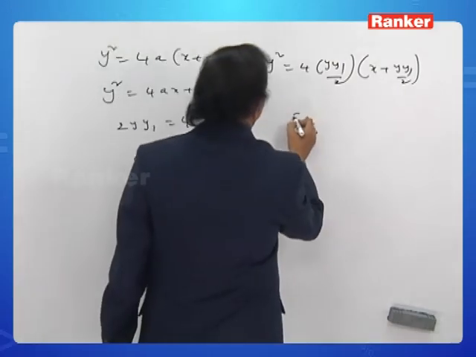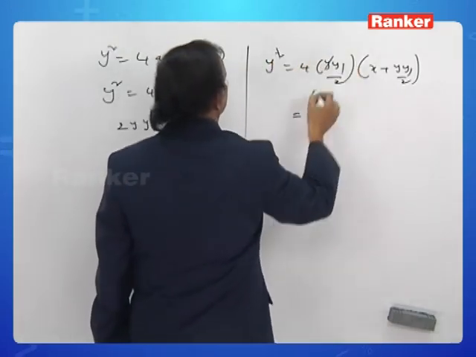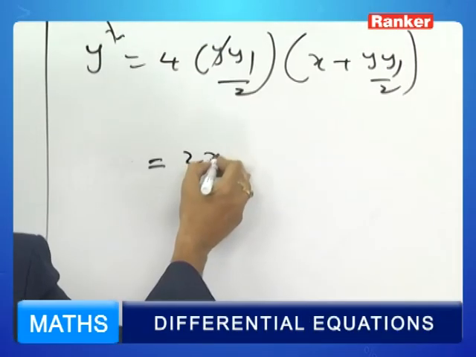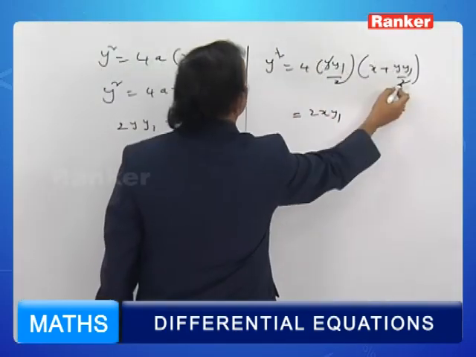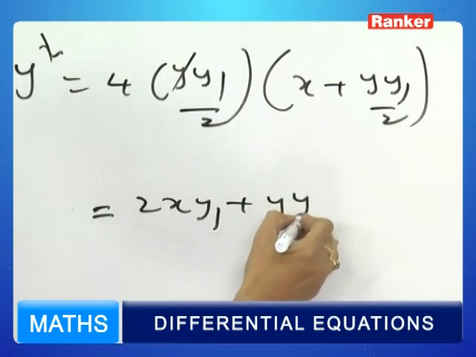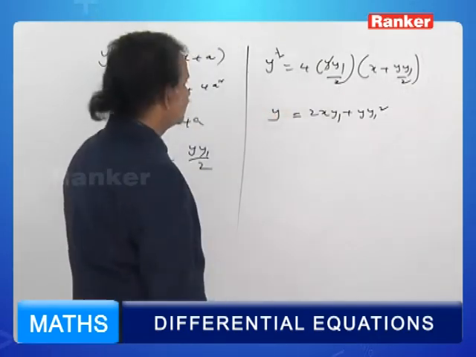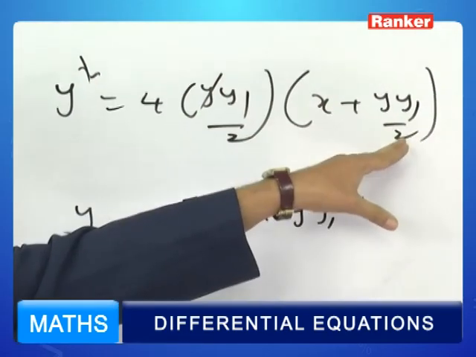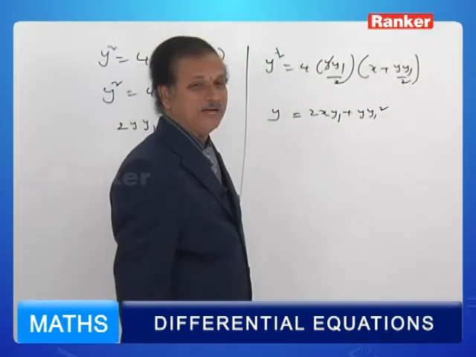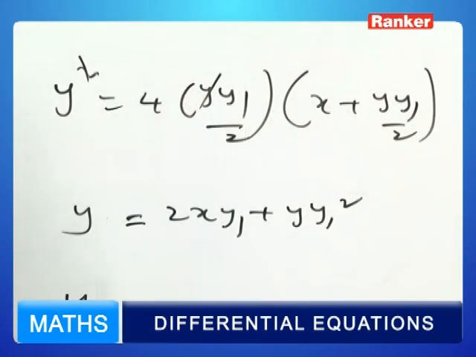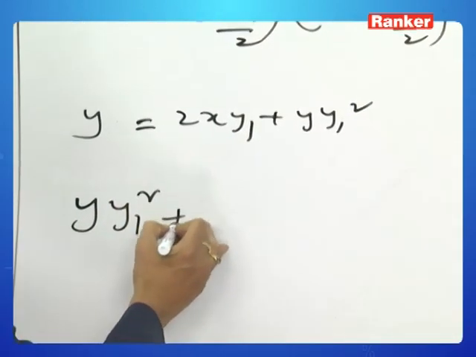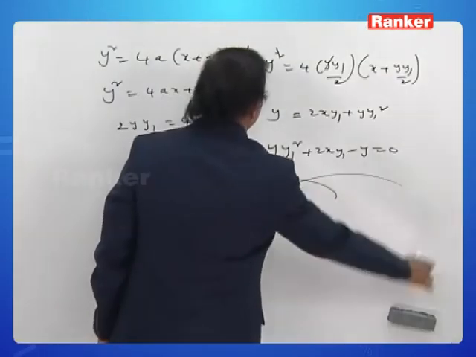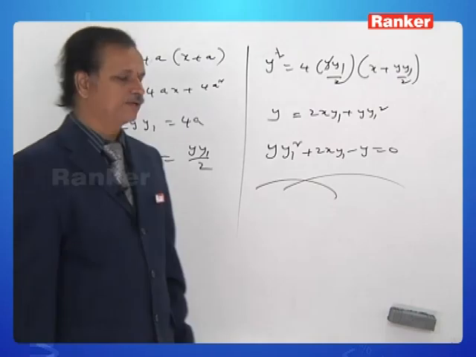Okay, this is equal to, you can cancel one y, no problem. 4 by 2 is 2. 2y1 into x, 2xy1. 2 into 2 will be cancelled, plus y1 square. Isn't it? This is 2 into xy1, 2xy1. 2 into 2 gets cancelled. y1 into y1, y1 square. At last, y1 square plus 2xy1 minus y is equal to 0 is the required differential equation.